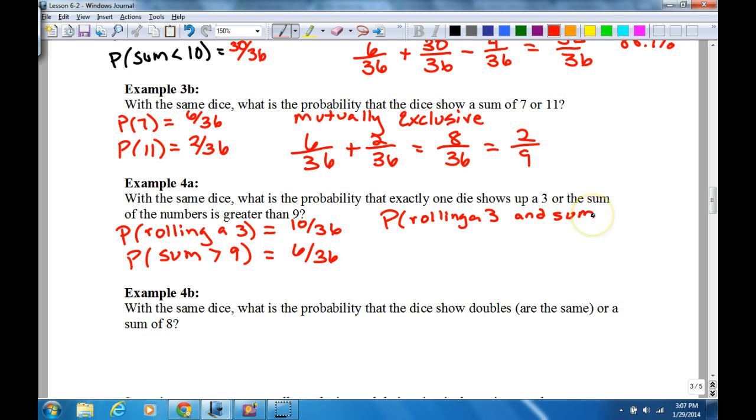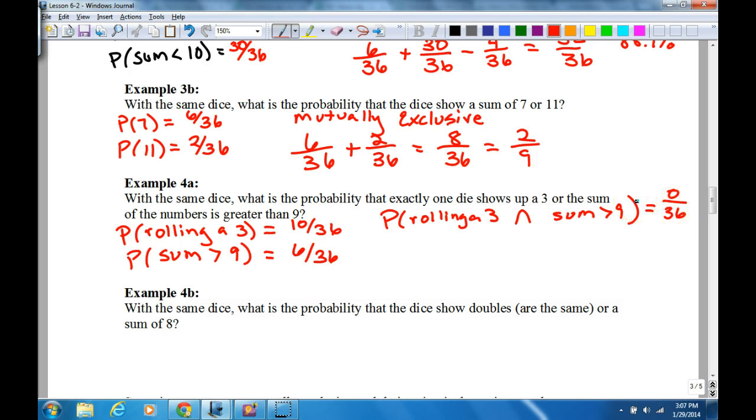Sum of 9. Would that be union or the upside-down union? So this is our intersection sign, okay? Where do we have them in common? The 3, 3 would count, but they add up to 6, right? But isn't it or? So it has to be a 3 or a sum greater than 9? That's not a 7, it's a 9. Right. Okay, so there are no chances of rolling a 3 and the sum being greater than 9.